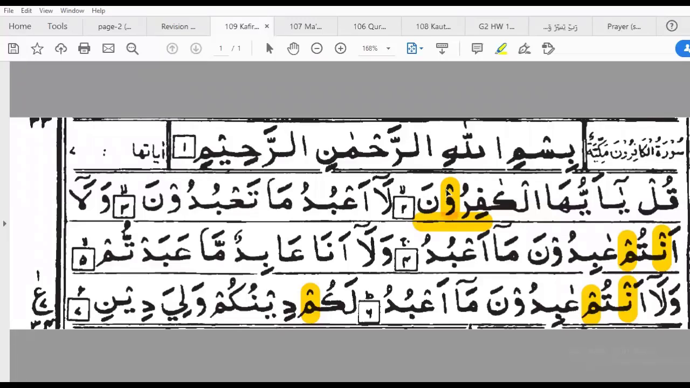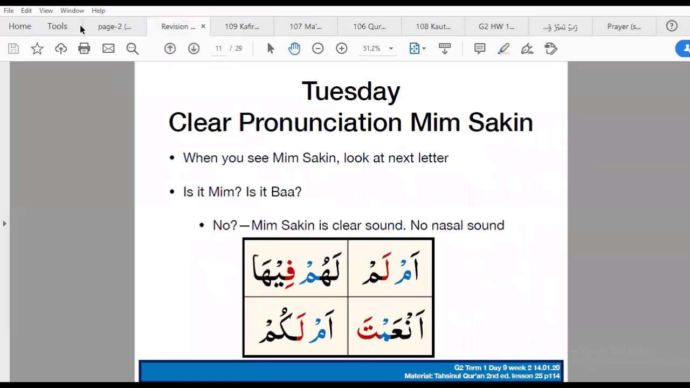Now, usually when you are producing the sound of madda letters, you only produce a sound of 2 seconds. But when you are pausing after a madda letter, you are allowed to prolong your sound for longer than 2 seconds, and up to 6 seconds. Let's quickly revise that rule just to remind you all.